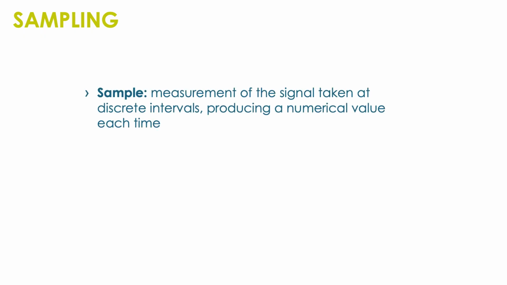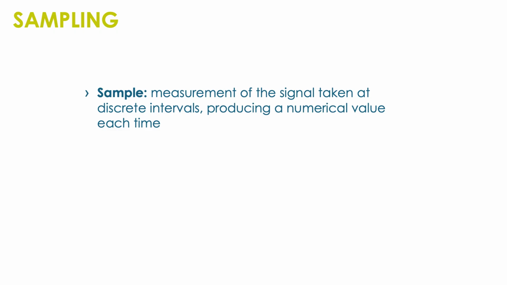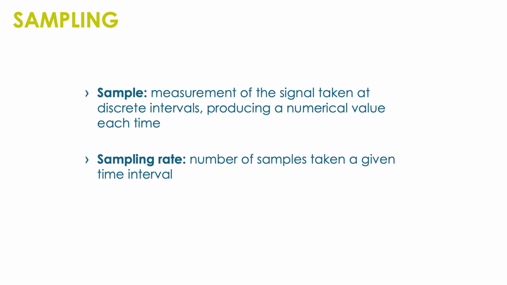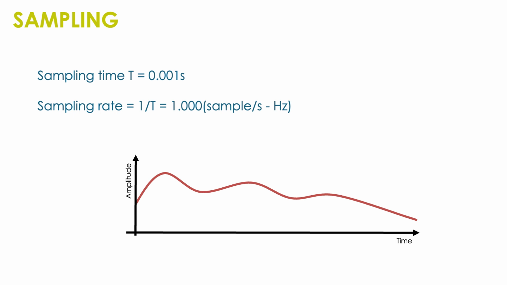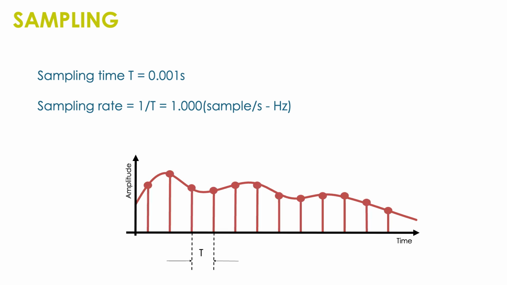So let's delve into the sampling process. The sampling involves measuring the amplitude of a signal at regular intervals. It's like having a snapshot of the sound signal at certain intervals. The sampling rate, measured in hertz, indicates how many samples are taken per second, and the sampling time is the time between two consecutive samples. For example, if the sampling time is 0.001 seconds, the sampling rate is 1 kilohertz. Of course, it's intuitive that the higher the sampling rate, the more accurate the captured original signal will be.